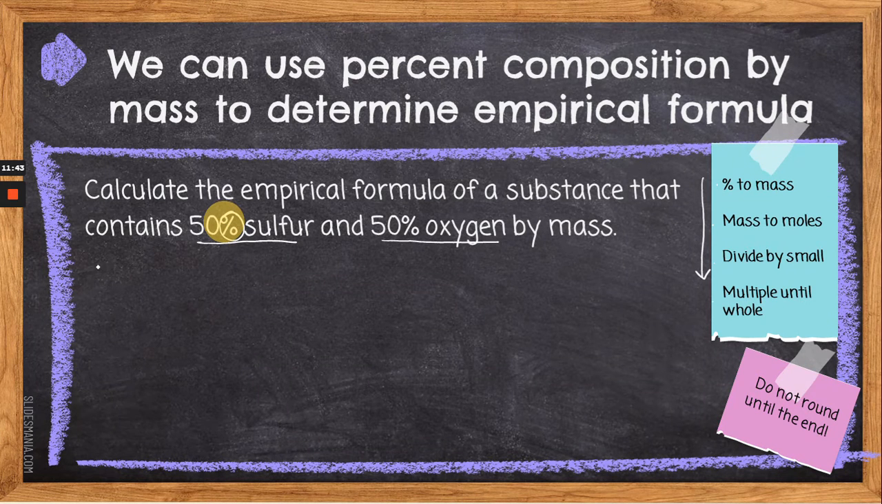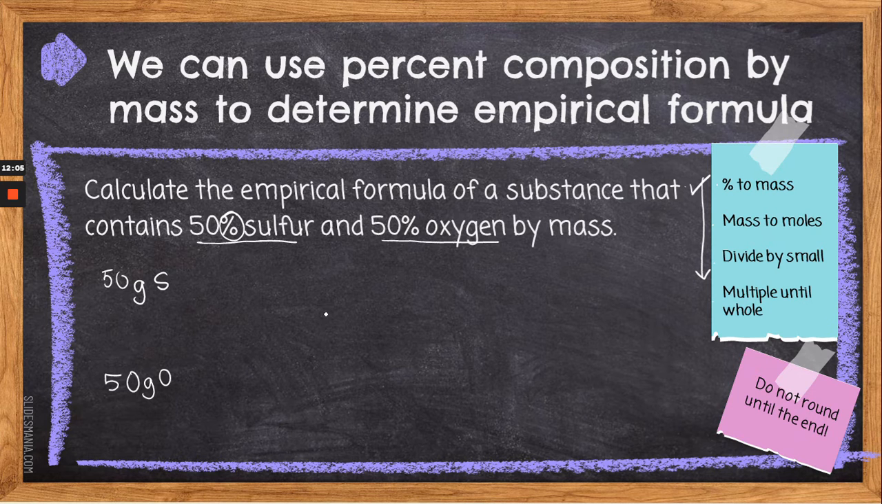So for step 1, I'm just going to change the percent sign into a gram sign. Now notice how I am setting this up. You want to put these on top of each other, give yourself a little bit of room in between them because keeping your work organized is going to be key here. Okay, so that was step 1. We just changed percent to mass.